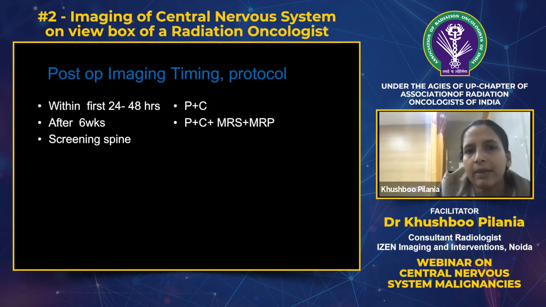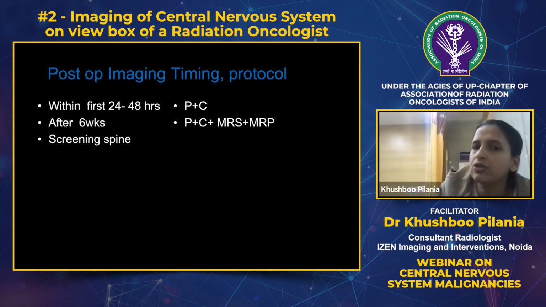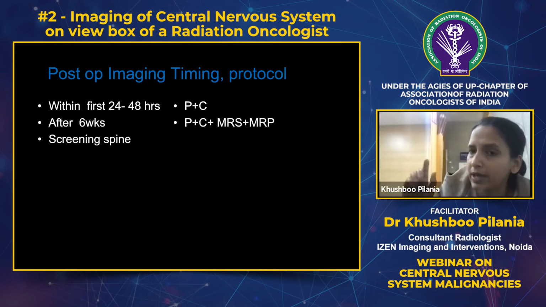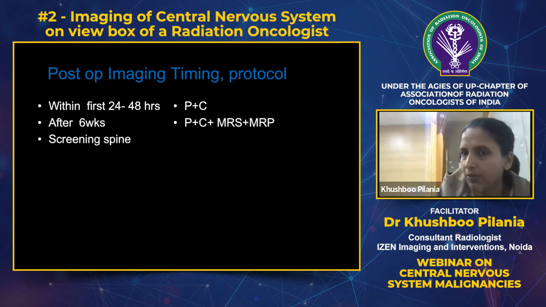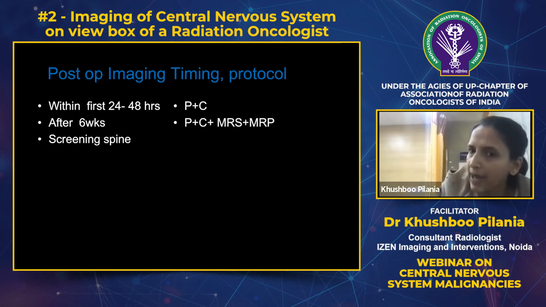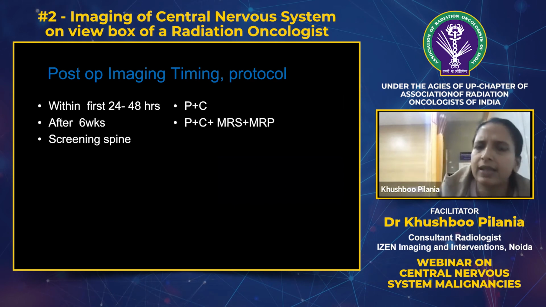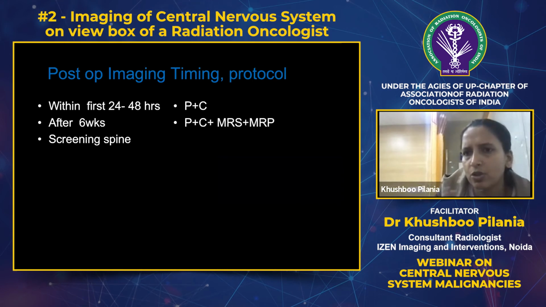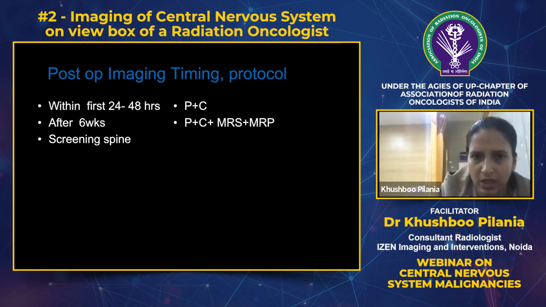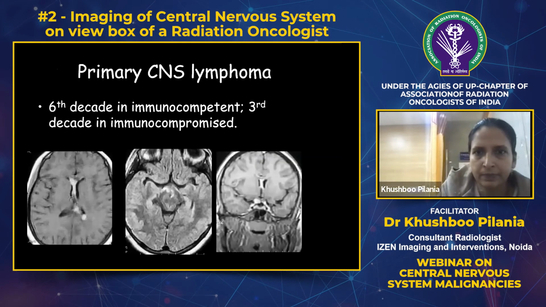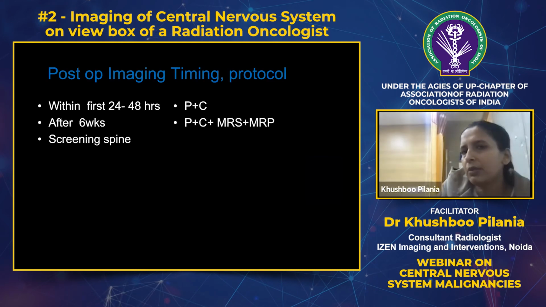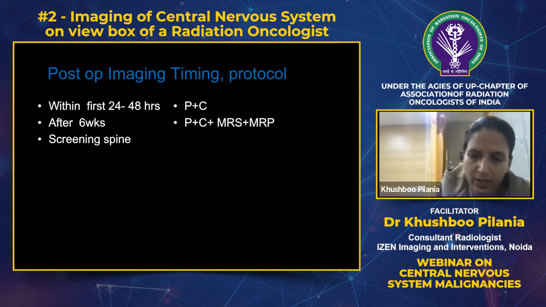A proper timing protocol would be that within the first 24 to 48 hours, we should do a plain and contrast study. After 6 weeks, again a plain and contrast study with MRS and perfusion-weighted sequences. Compare it with the previous scan, understand the way perfusion has changed, understand the way spectroscopy has changed, and then at a later date, depending upon what kind of primary tumor we were dealing with, we can do a screening of the spine as well. So these were the more important tumors in the brain.